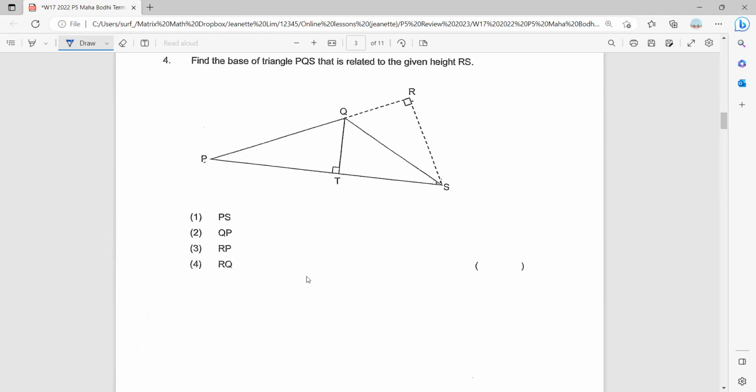Question 4, find the base of triangle PQS that is related to given height RS. So if the height is over here, right, where is the base? Then the base has to be perpendicular. Perpendicular base, which means it's over here, excluding the extended portion, okay? So PQ or QP. It has to be perpendicular, but don't include the extended portion. Okay, so if you put RP, it is wrong.